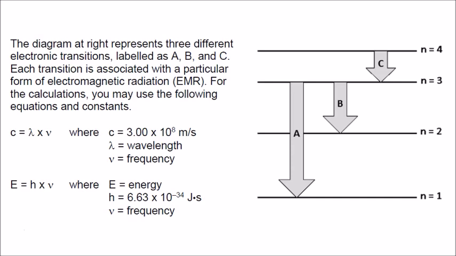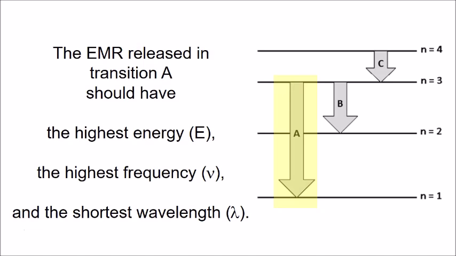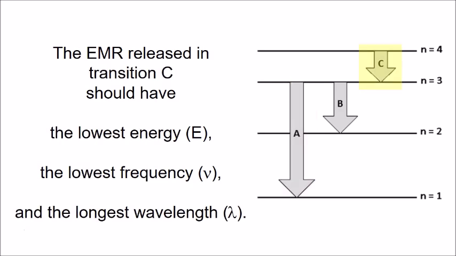So we have the equation involving the speed of light and wavelength and frequency. And we have the equation involving energy, Planck's constant, and frequency. Now we can tell that based on the different lengths of the arrows, that the electromagnetic radiation released in transition A should have the highest energy, the highest frequency, and the shortest wavelength. We can also tell that the EMR released in transition C should have the lowest energy, lowest frequency, and longest wavelength.